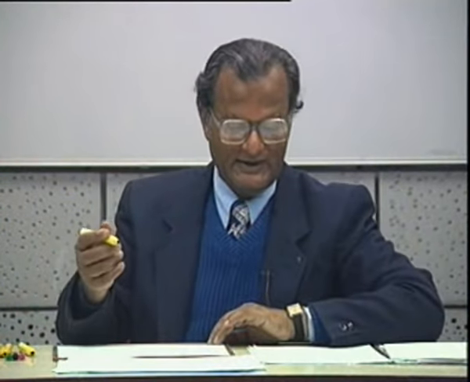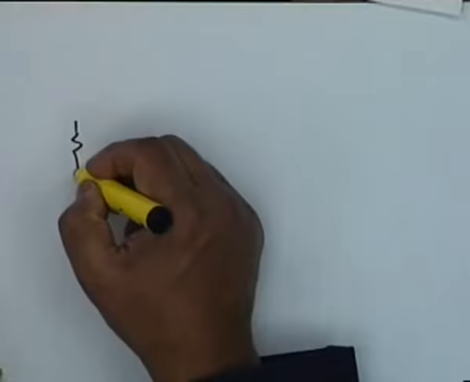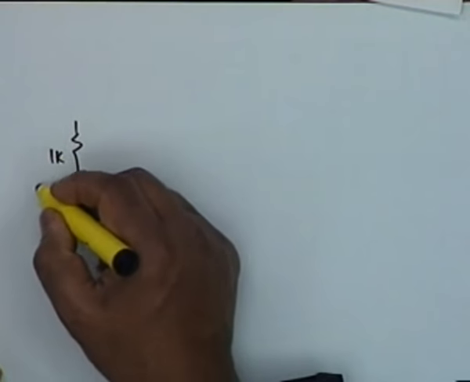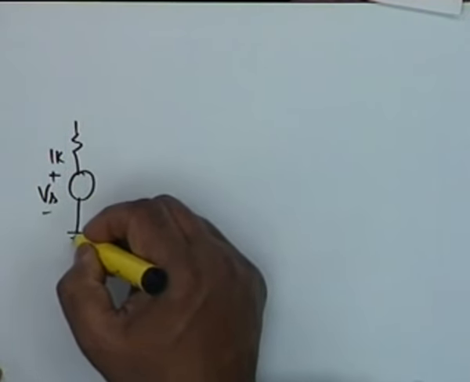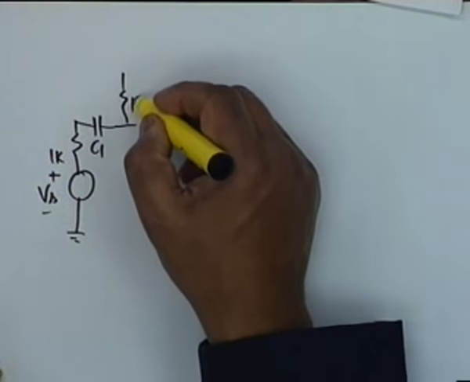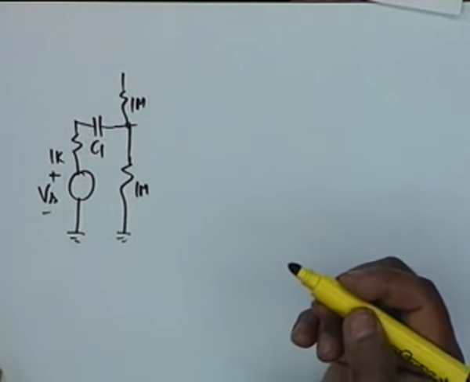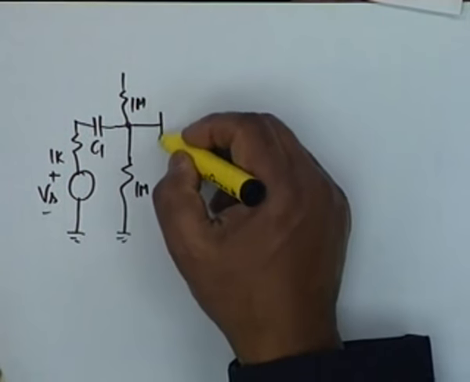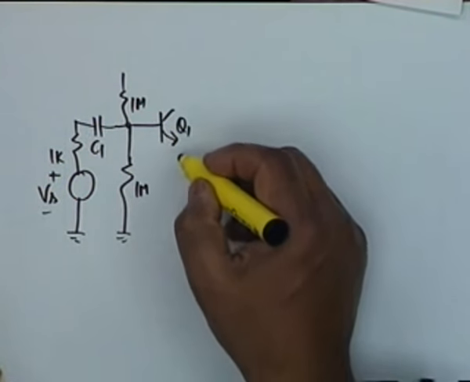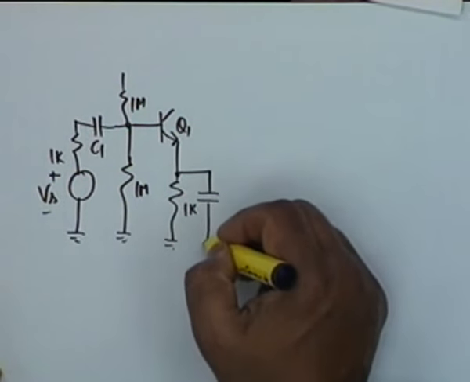Let's take another example in which the second stage is also a CE amplifier, common emitter. And the example is this: 1K, Vs, C1, 1 meg and 1 meg. The two resistors are equal. This goes to Q1, and Q1, 1K is bypassed.